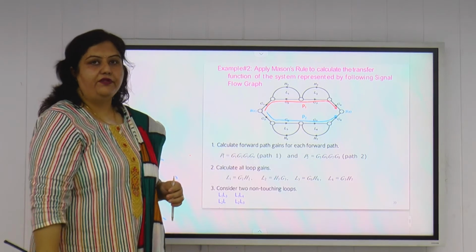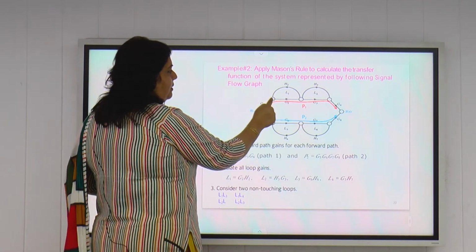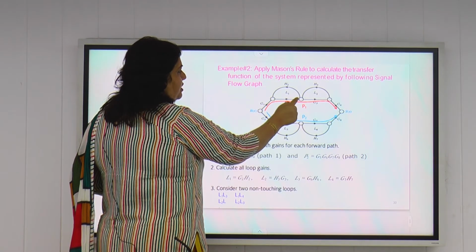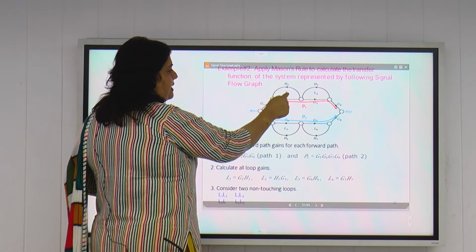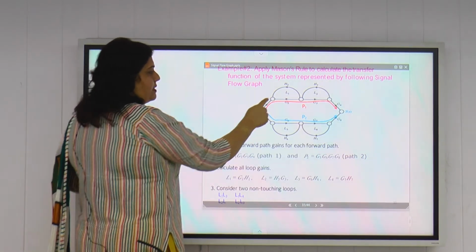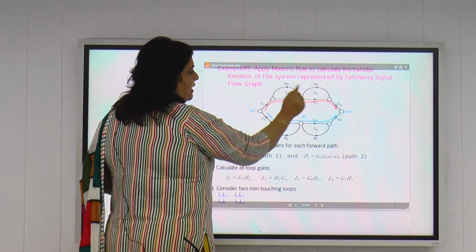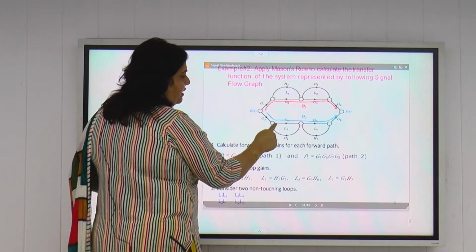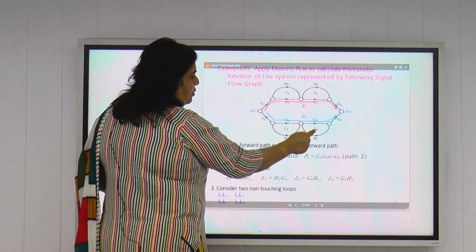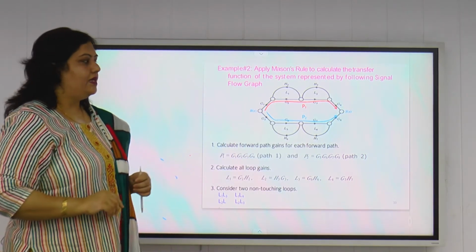Second step, we have to identify the loops. There are 4 loops here. Starting from this node, traversing G2, then H2, then we come back to this node. So this is the first loop, L1, having the gain G2, H2. This is the second loop, L2, having the gain G3, H3. The third loop, L3, has the gain G6, H6. The last loop is L4, having the gain G7, H7. So there are 4 loops in this signal flow graph.